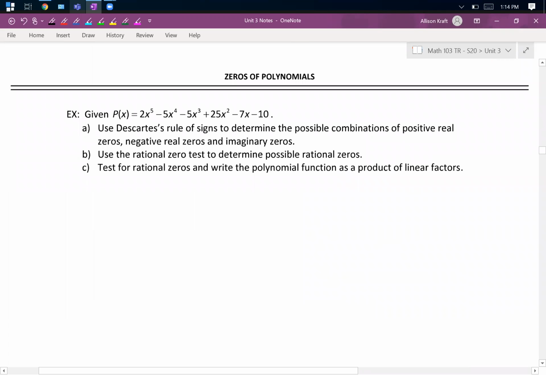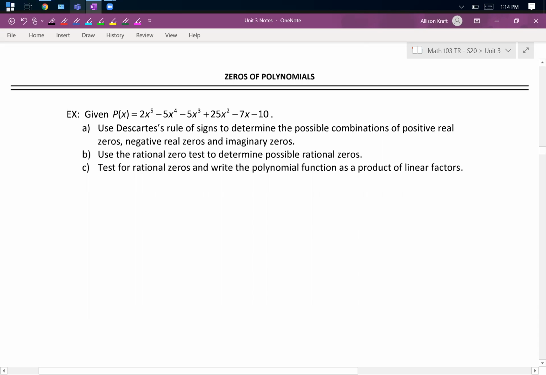All right, so here we have this 5th degree polynomial, P of x equals 2x to the 5th minus 5x to the 4th minus 5x to the 3rd plus 25x squared minus 7x minus 10. We're going to use Descartes' rule of signs to determine the possible combinations of positive real zeros, negative real zeros, and imaginary zeros.